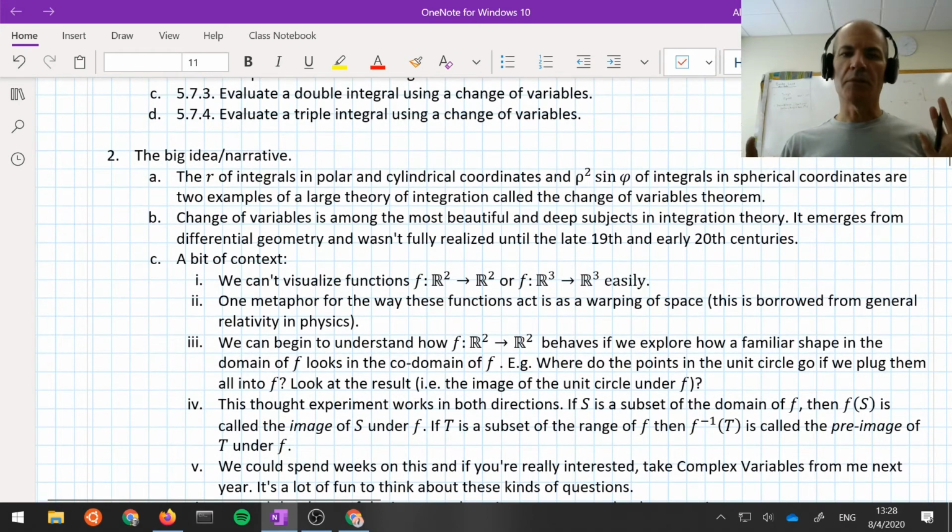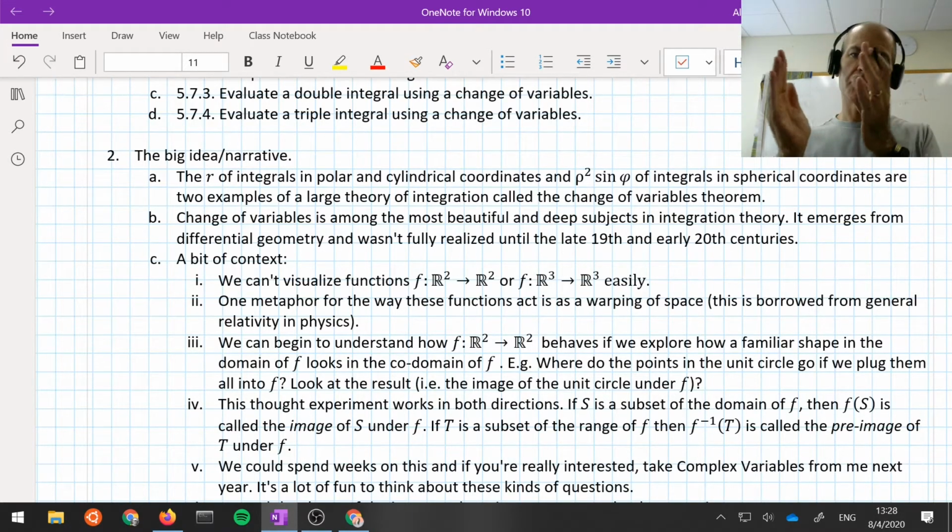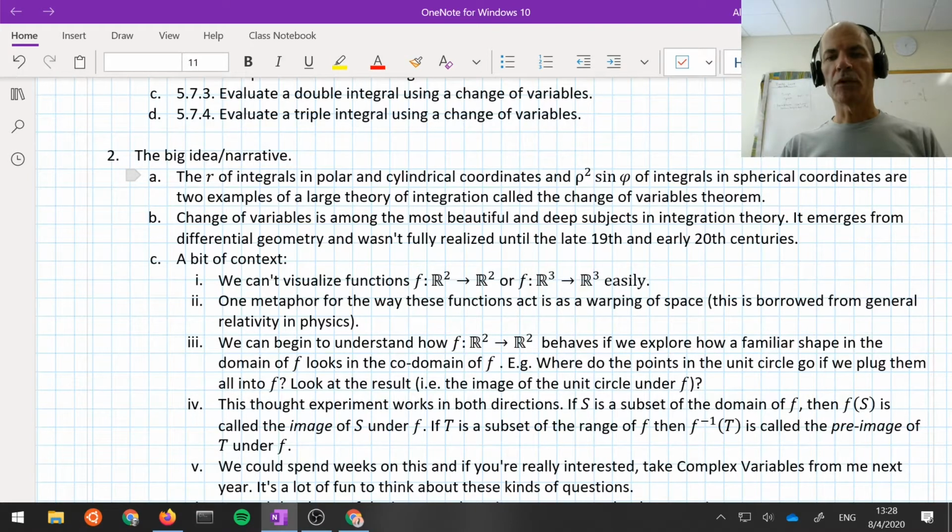So this is a beautiful theory. The r that we encountered when we convert Cartesian integrals to polar integrals or cylindrical integrals, and the rho squared sine phi that we encountered when we converted Cartesian integrals to spherical integrals, these are examples of what are called Jacobians. And what they do is they correct the area element dA or the volume element dV according to the change of variables. So it turns out that polar coordinates, cylindrical coordinates, spherical coordinates are all examples of the kinds of transformations that we're going to talk about in this section. And the r of polar coordinates and the rho squared sine phi of spherical coordinates are these corrective factors that fix dA or dV under the change of variables.